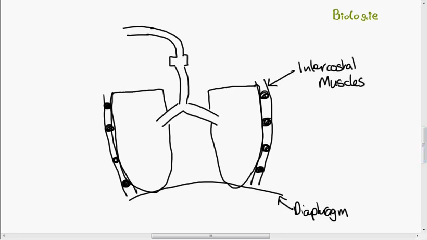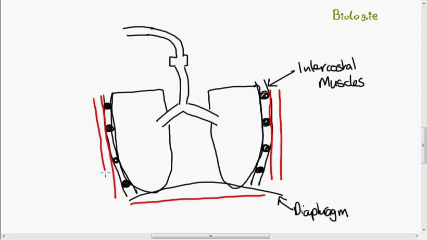So what happens, and I'm going to do it in a different colour. So what happens here is the diaphragm contracts, and when the diaphragm contracts, it straightens out. And the same with the intercostal muscles, they contract. So this is the first thing that happens when we breathe in. The diaphragm and the intercostal muscles contract.